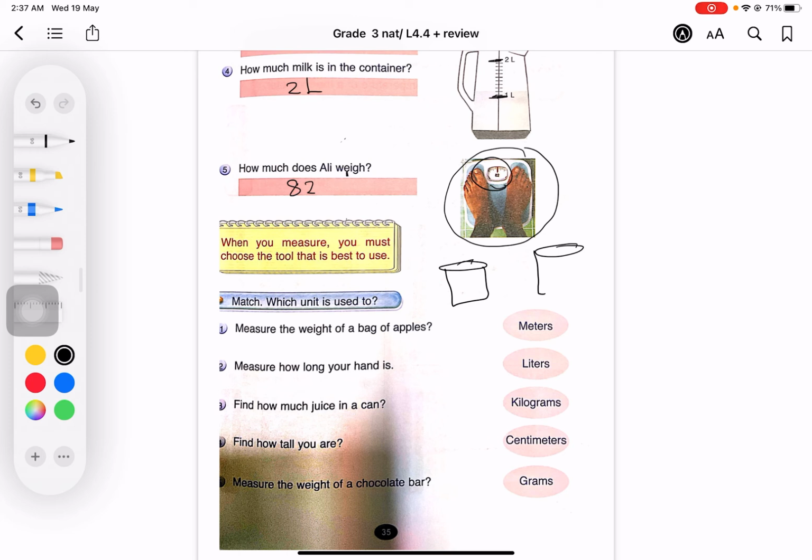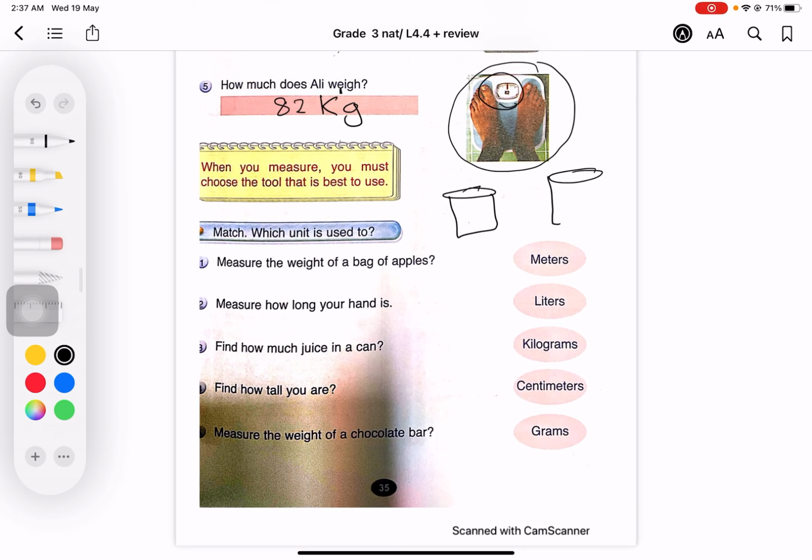How much does Ali weigh? Read the number. What is this number here? It is 82. And what is my unit? It is kilogram. This is the abbreviation for kilogram. Okay, so this Ali, his weight is 82 kilograms. When you measure, you must choose the best tool. Look at this. This question is very important.